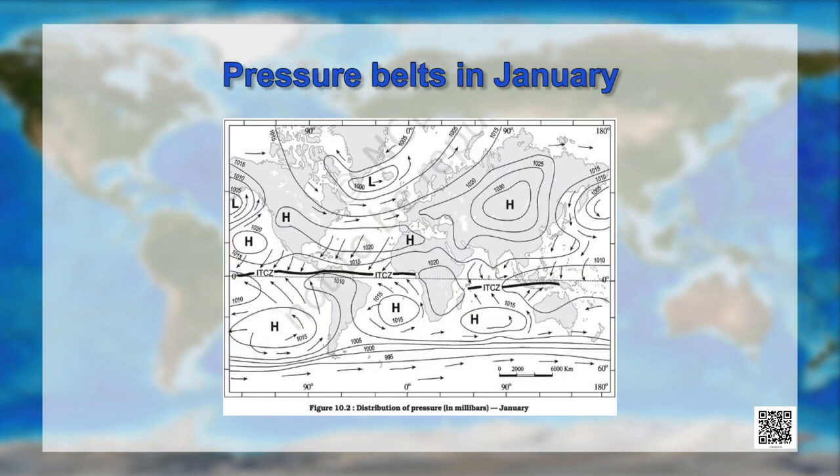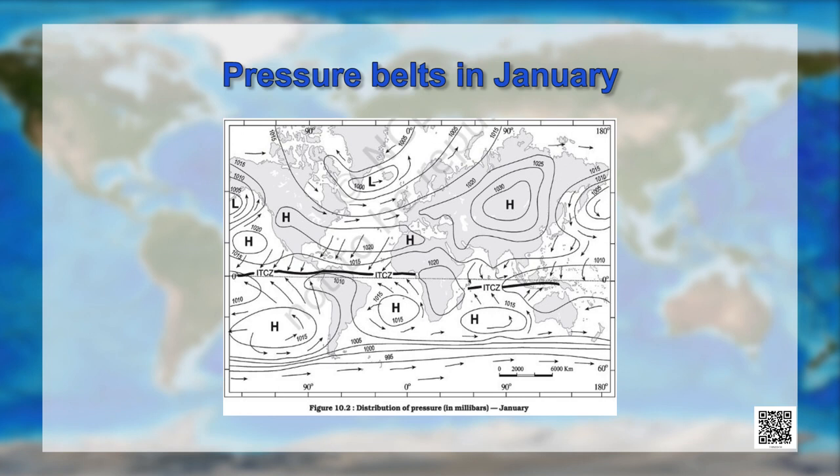Whereas the pressure belts in January, here during winter, these conditions are completely reversed and the pressure belts shift south of their annual mean locations. Opposite conditions prevail in the southern hemisphere. The amount of shift is, however, less in the southern hemisphere due to predominance of water.